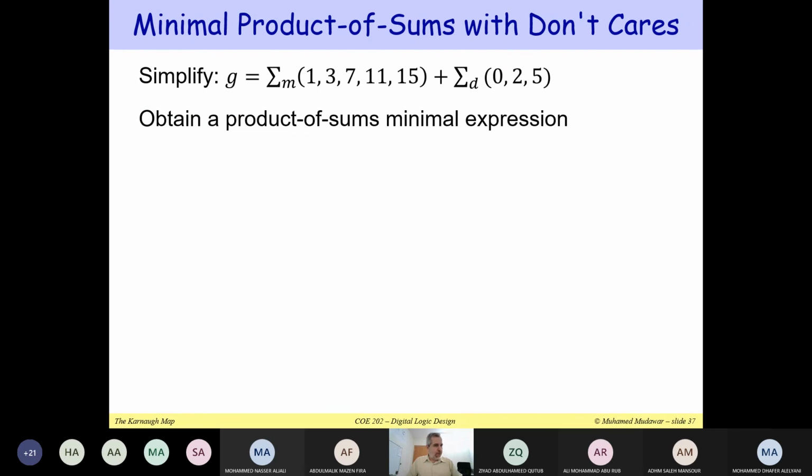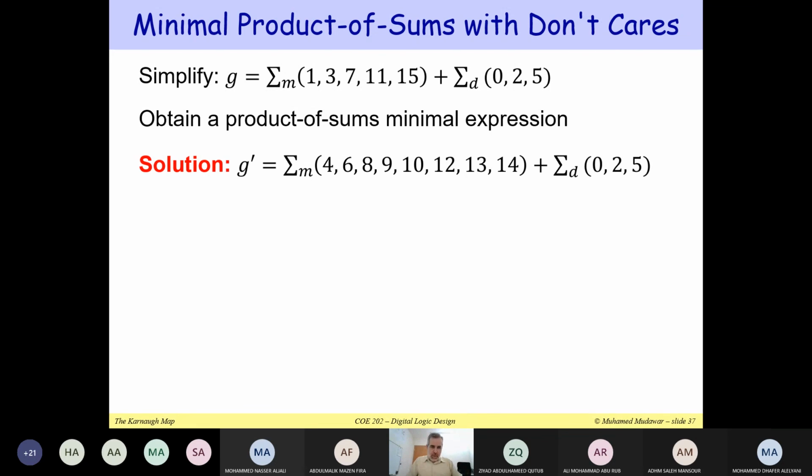We can also have a minimal product of sums. I need to finish this topic. I only have 2 minutes left. Let us take a look at this function again. We are going to obtain G prime. Now, when you obtain G prime, you complement the minterms. You get the maxterms. So you basically complement. But the don't cares will remain the same don't cares.